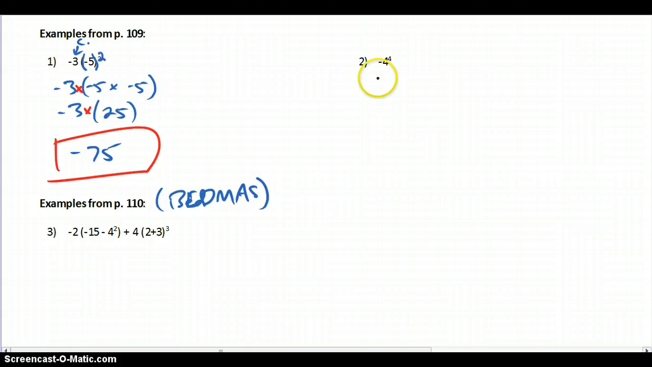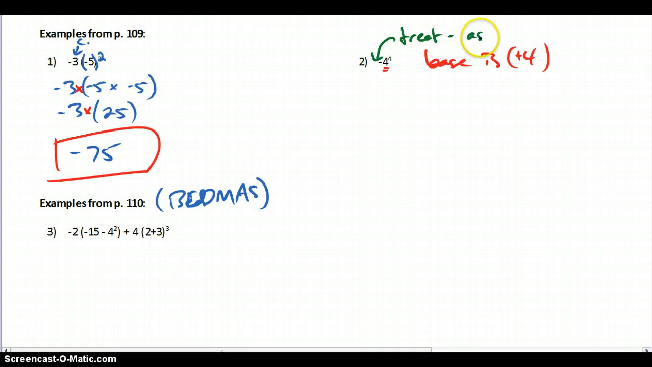Next, we've got -4 to the power of 4. And notice here that the base is just the 4. The base is actually a positive 4. So we can treat the negative as a coefficient of -1, right? So that whole expression could be looked at like this: -1 times 4 to the power of 4, right? Because the base is just the 4.